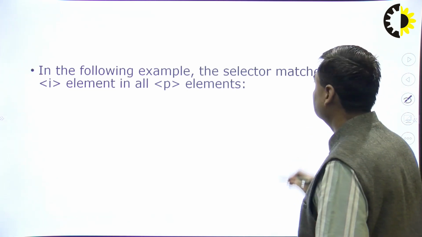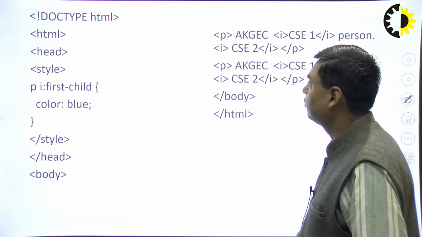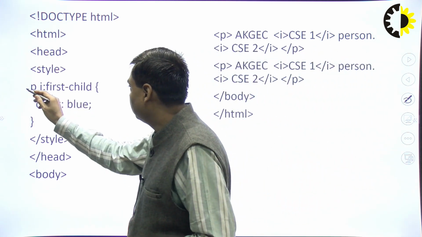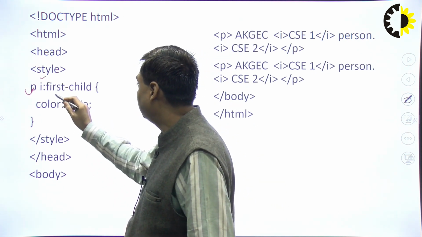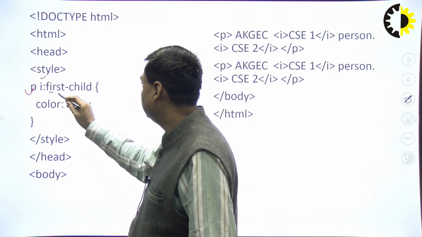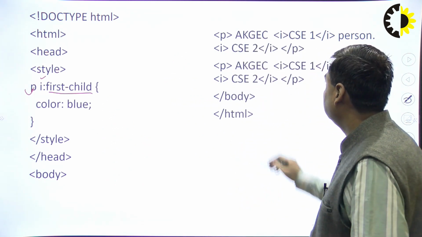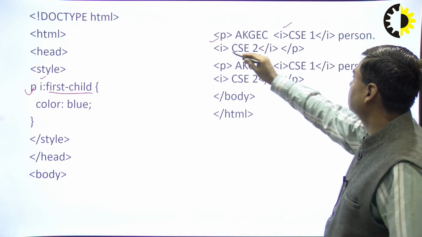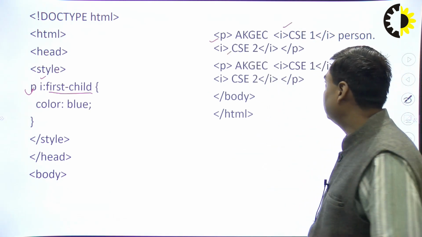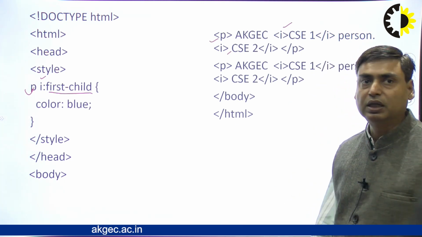So it will match the first I element in all the P elements. See the program: we have the P element, and within the P we have an I element, and within the I elements we need to consider only the first child. You can see here we have the P element and there are two I elements, first and second. We have to consider only the first I element, no need to consider the second I element.